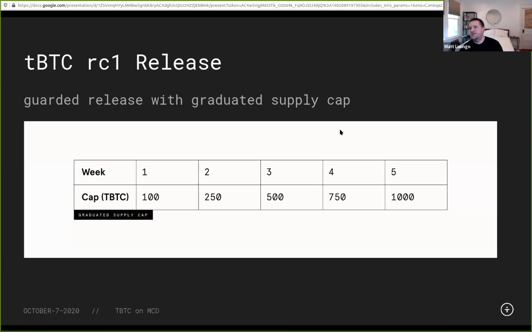So one of the changes that we've made with RC.1 in this recent release was moving to a guarded release. So far, we've been live for 4 weeks, and 750 BTC is allowed to be deposited and minted into tBTC at one time. That schedule continues to 9 weeks to a 3,000 BTC supply cap, and then it's lifted.